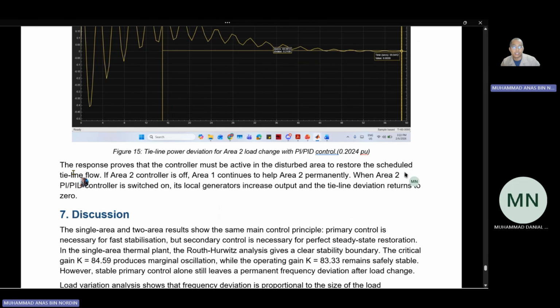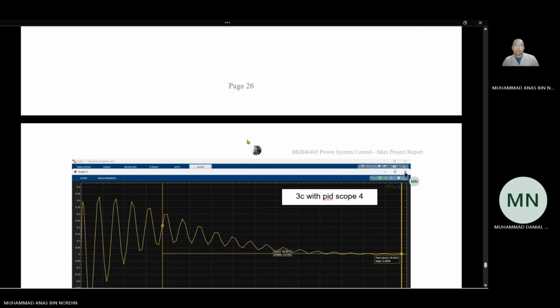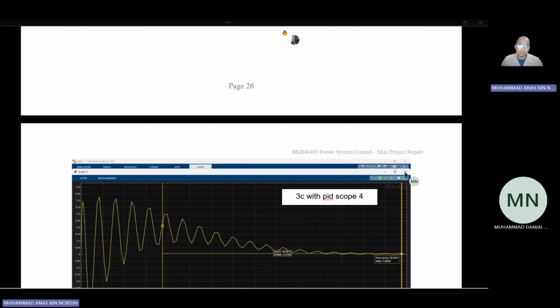The response proves that the controller must be active in the disturbed area to restore the scheduled tie line flow. If the area 2 controller is off, area 1 continues to help area 2 permanently. When the area 2 PI or PID controller is switched on, the local generators increase output and the tie line deviation returns to 0. Okay, that's all from me.